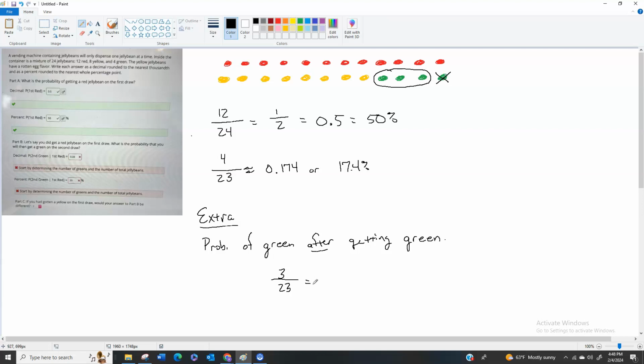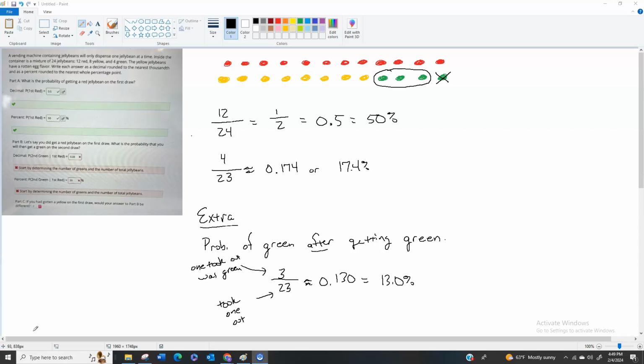So you have to look at what's left in the bag compared to what you started with. We've taken 1 green jelly bean out, and that changes the bottom number to 23. And the one we took out was green, and so now we're down to 3 green. So 3 out of 23 would be approximately 0.1304, and that would be 13.0%.